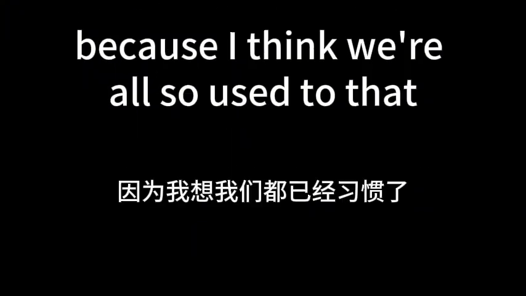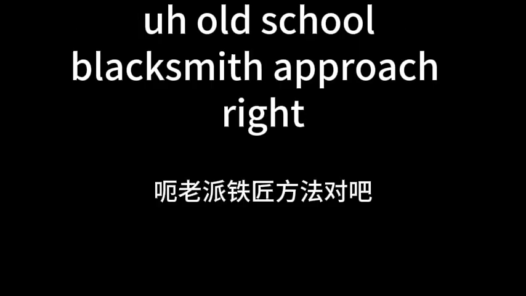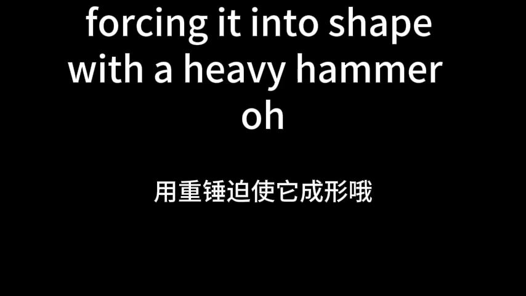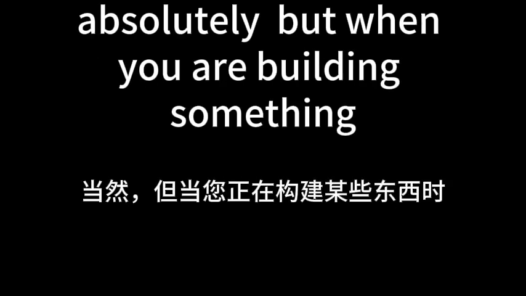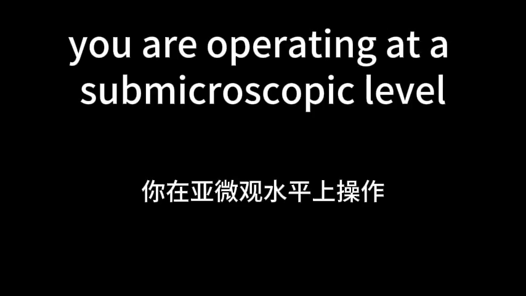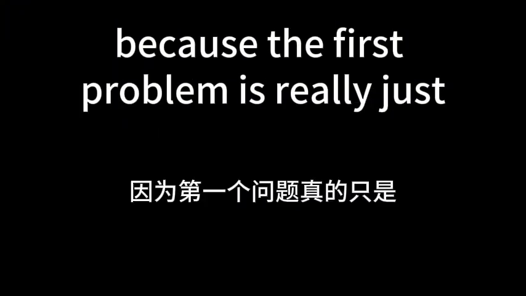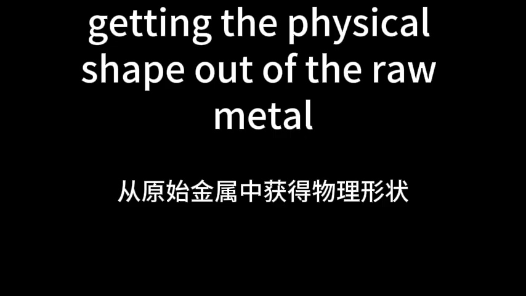Right, because I think we're all so used to that old school blacksmith approach, right? Like getting metal really hot and just forcing it into shape with a heavy hammer. Oh, absolutely. But when you are building something like the gears inside a robotic arm, you are operating at a submicroscopic level. The hammer is long gone. Okay, let's unpack this, because the first problem is really just getting the physical shape out of the raw metal.